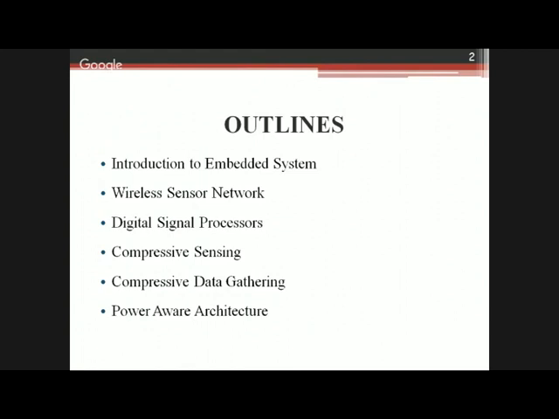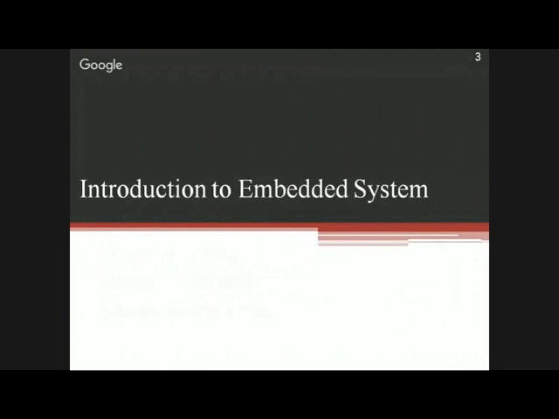And next, the concepts of compressive sensing are used in today's compressive data gathering, which is also used in wireless sensor networks. And the last is power aware architecture, which is very important from the embedded system point of view, because this is one of the challenging points for the designers, how they can make a power aware architecture. So let's start with the introduction to embedded system.